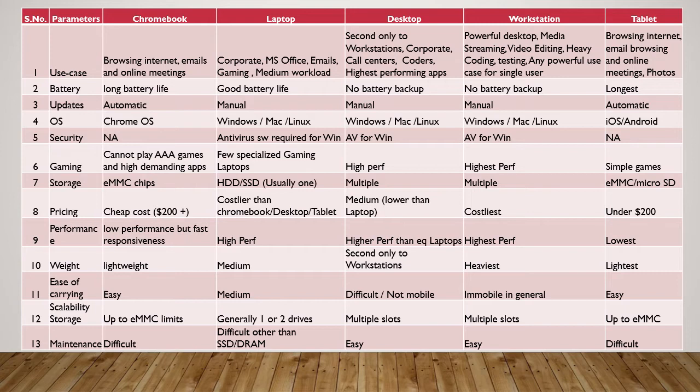Now if we talk about the pricing, Chromebooks are the budget laptops. They are not so expensive for a normal person. Their pricing is cheap, and they are just above $200. Laptops are generally costlier than Chromebooks, desktops, and tablets, because of the hardware inside them. Now if we talk about the desktop, it's having a medium price, lower than the laptops and workstations. Workstations are the costliest one. And tablets are the cheapest computing devices, as they are so affordable, with a price below $200 only.